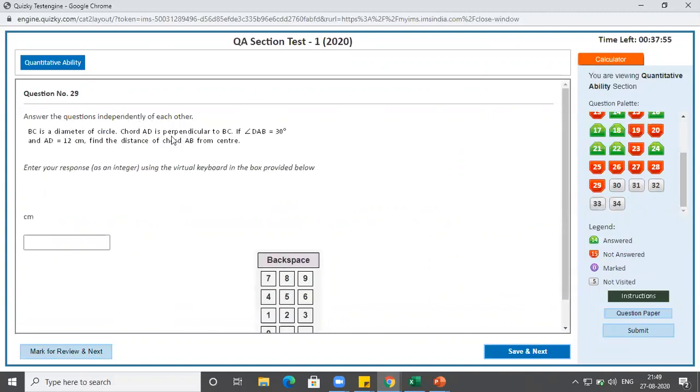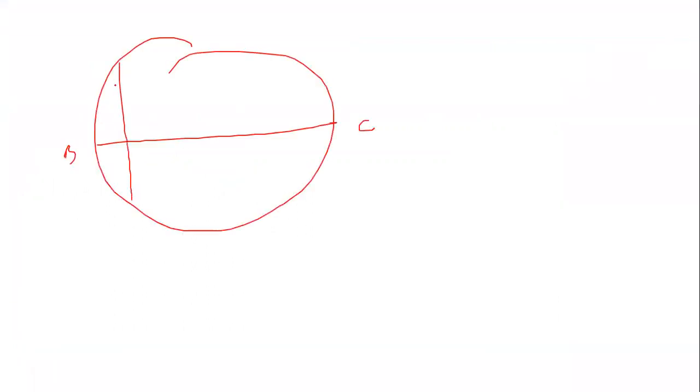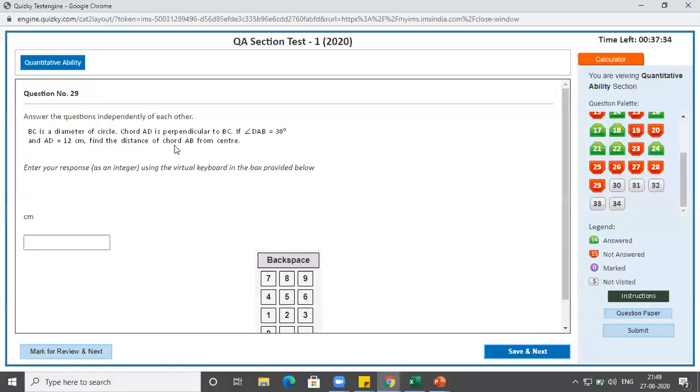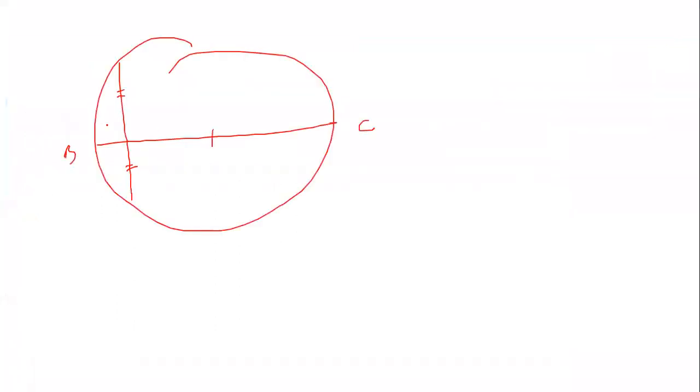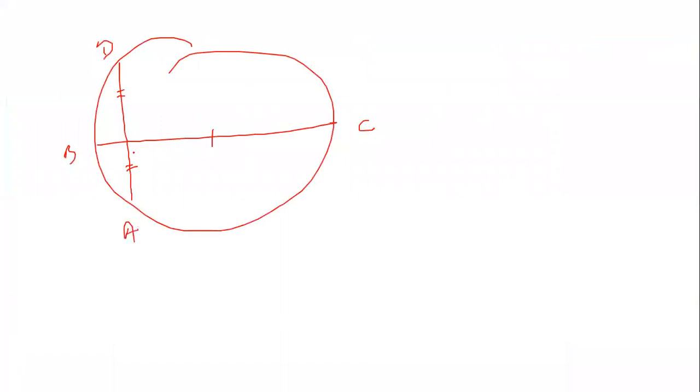BC is the diameter of a circle. Chord AD is perpendicular to BC. If angle DAB is 30 degrees and the distance of chord AB from the center. BC is the diameter of a circle. Chord AD is perpendicular to BC, so it bisects this chord. If angle DAB, so let it be AD, angle DAB, that is this angle, is 30 degree. Okay.